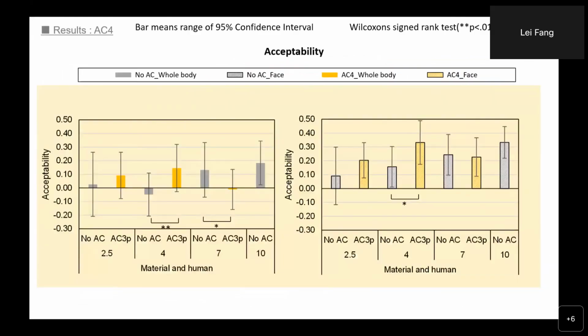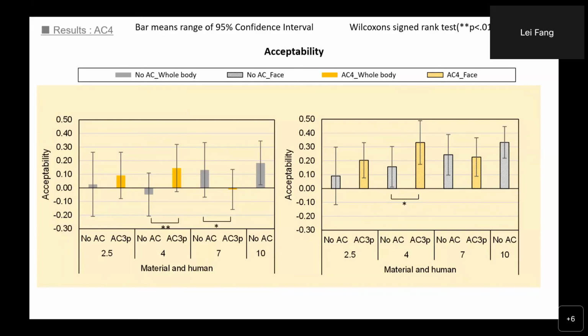The third air cleaner is also a charcoal filter air cleaner, and it shows more or less the same trend as the other charcoal filter air cleaner, except for the condition when the air in the room is polluted by building materials and human bioeffluents. At 7 liters per second, suddenly we found that running the air cleaner decreased the acceptability. The reason for this is still under investigation, but we suspect that it's probably because of the pollution subjects.